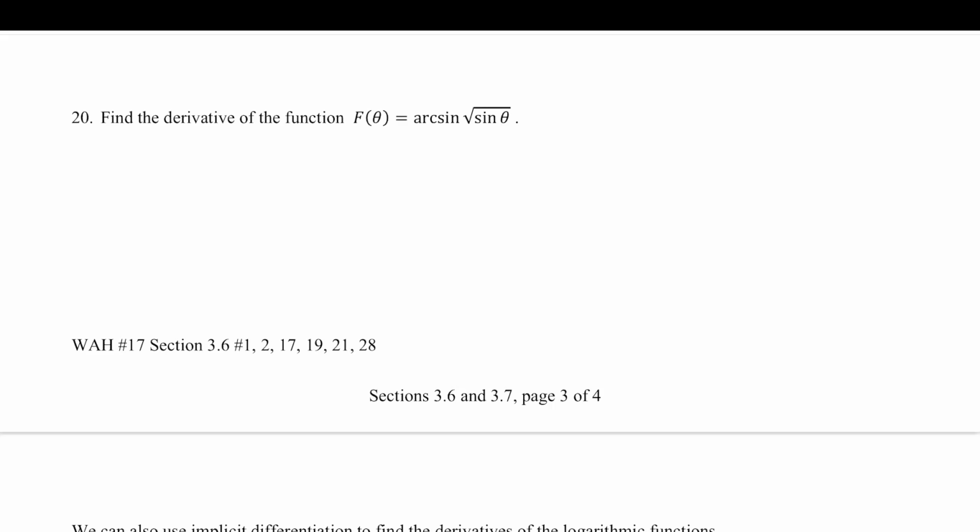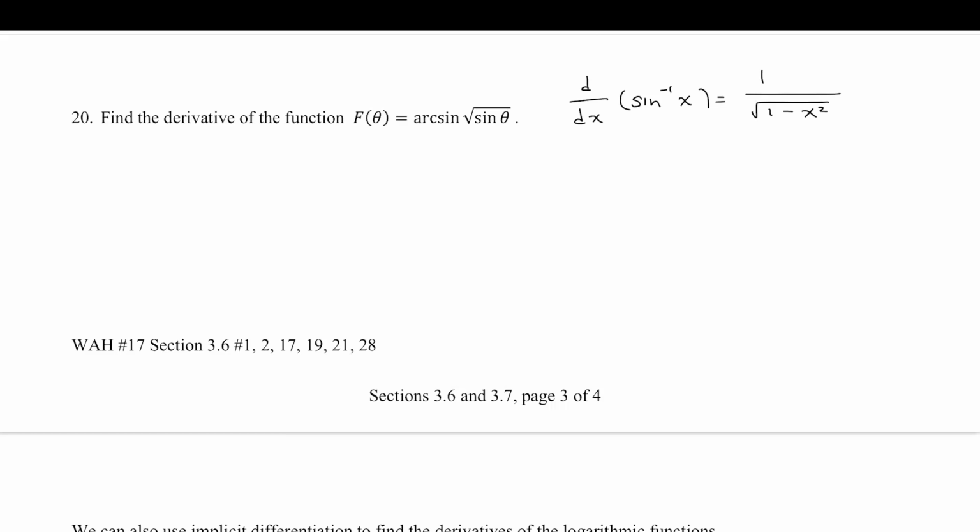All right, let's look at number 20. Find the derivative of this cap f of theta, that is the arc sine of the square root of the sine function. Okay, so again, let's look at our general rule for the derivative of the inverse sine of x. That's what we just derived in the previous video. That's 1 over the square root of 1 minus x squared.